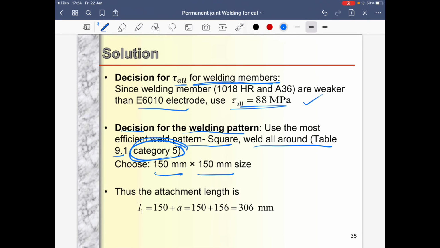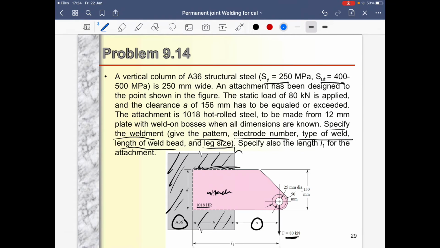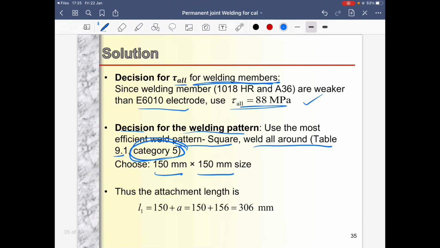Why do they take 150 mm? Because we know that D is 150 mm. So here is 150, here is 150, and here is 150. That's the first part, answering part A.